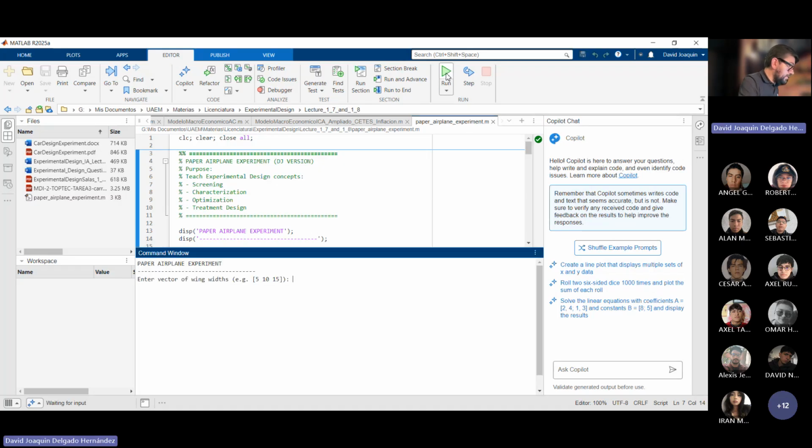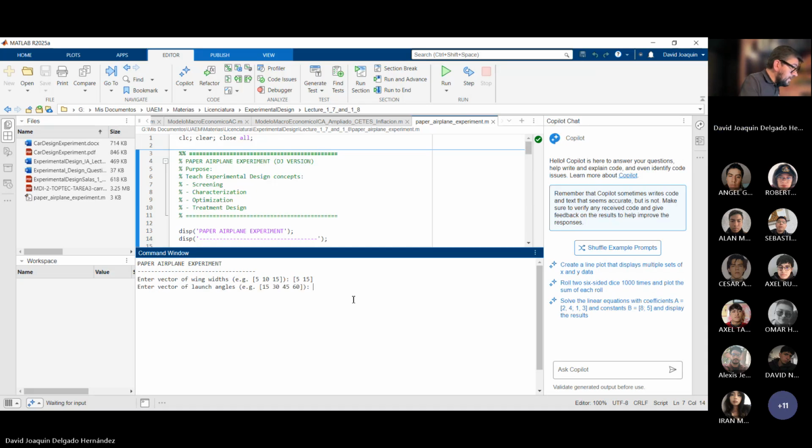So here we go. Here it says enter vector of wing width. For instance, let us imagine that we only try with two different widths. For instance, it could be 5 and 15. Okay, that is in centimeters. That is the width of the wings.